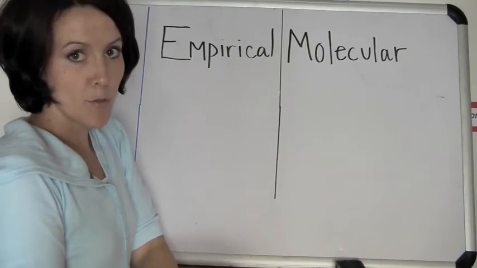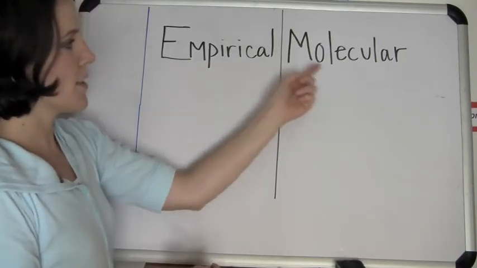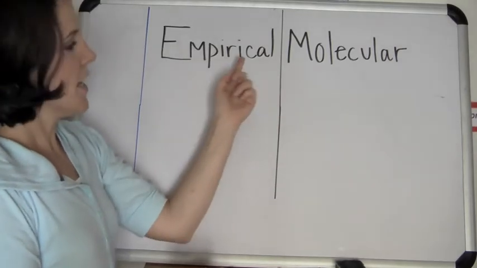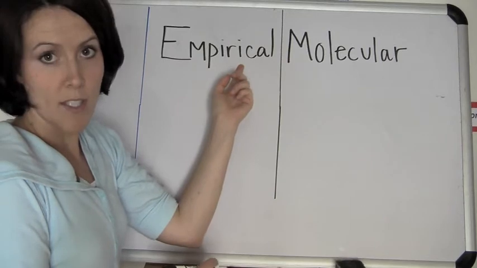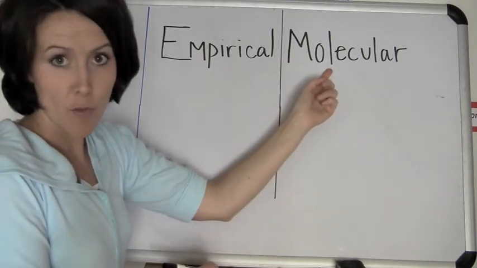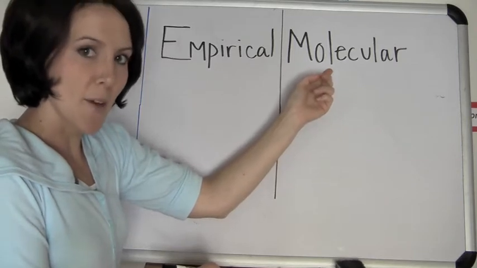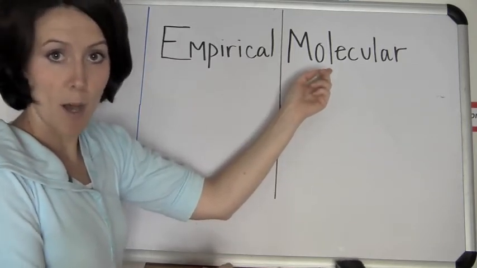There are two types of chemical formulas that relate to the composition of a substance: empirical formulas and molecular formulas. An empirical formula represents the smallest ratio in that molecule or compound, compared to a molecular formula, where the ratio is there, but it actually represents the number of atoms in that molecule or compound.